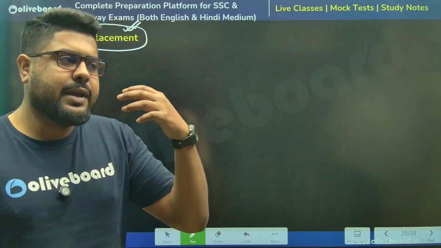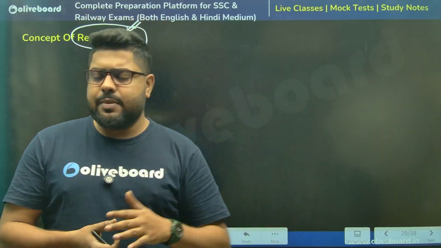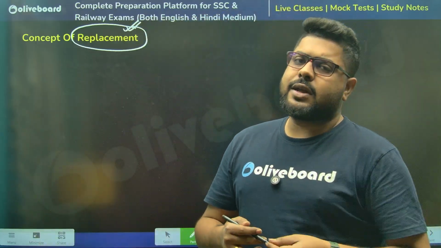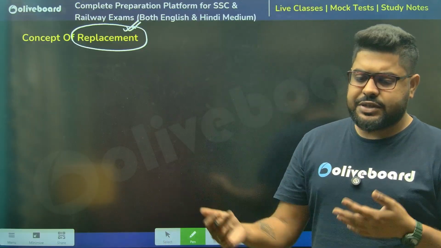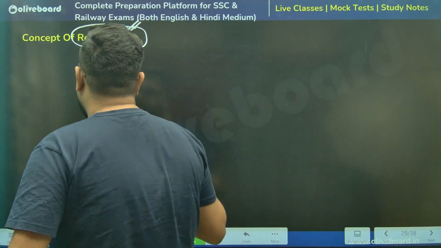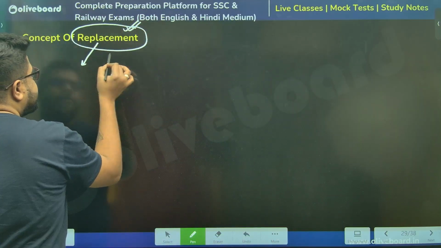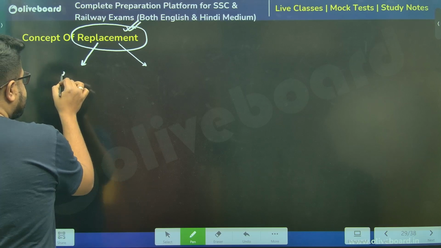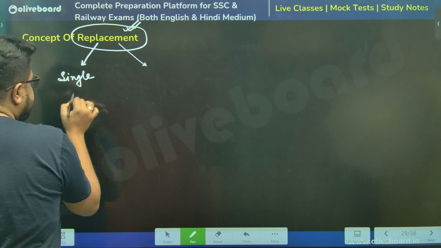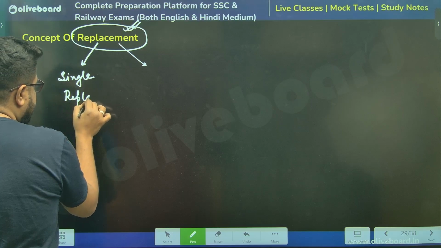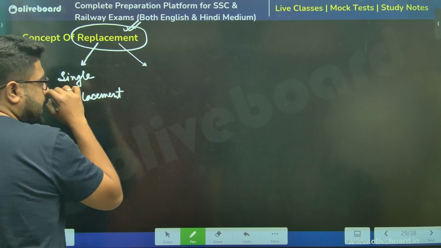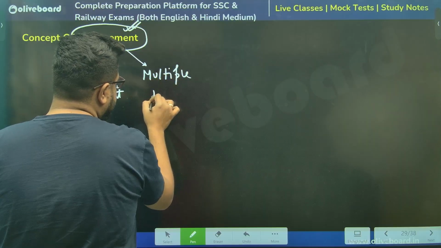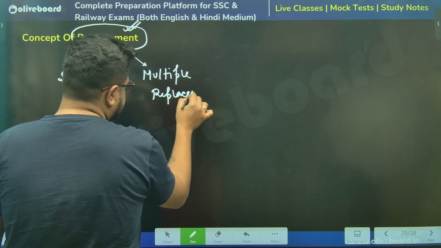Be it whether you are preparing for NTPC or RRB examinations, the Group D, NTPC, ALP, or be it SSC examinations, meaning CGL, CHSL and so on, you can expect generally two types of problems from this replacement concept. One is definitely the single replacement, and the other will be the multiple replacement.